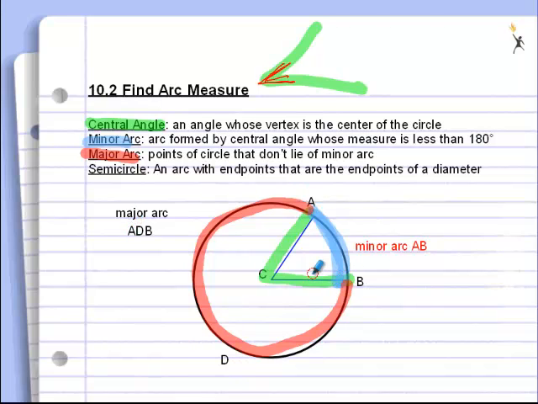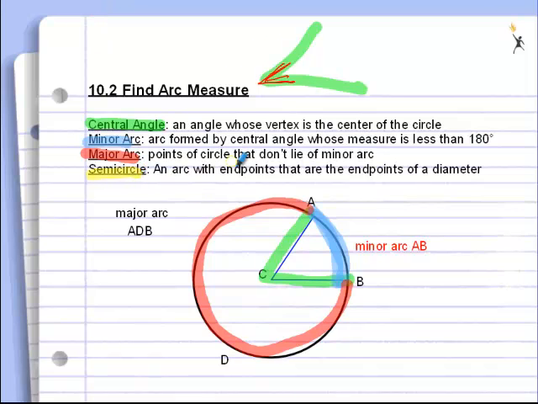You'll notice the terminology, or the nomenclature, here. We name minor arc AB using only 2 letters. We use 3 to designate a major arc. Okay? You want to say major arc ADB, because if you said major arc AB, you might get that confused with minor arc AB. And then something that's not too hard to understand is something called a semicircle.